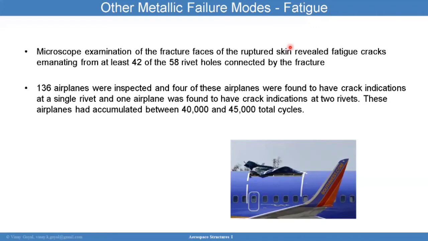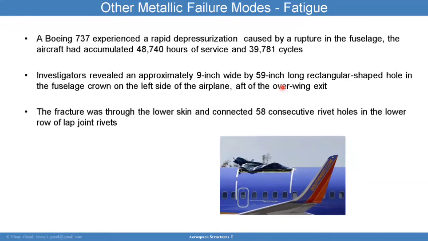And then we have 136 airplanes that were actually verified and inspected, and they found 4 of these airplanes with crack indications at a single rivet, and 1 airplane was found to have crack indications at 2 rivets. So these airplanes have accumulated a number of cycles that is quite large, and the point I want to make is that if this failure had not occurred and it was not this catastrophic, then it could have been a lot worse.